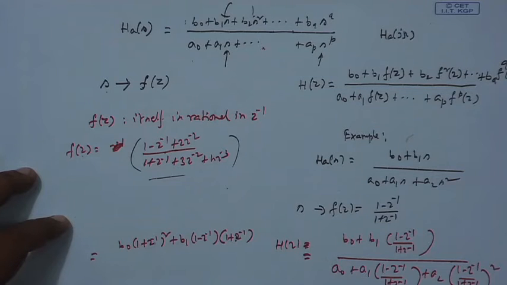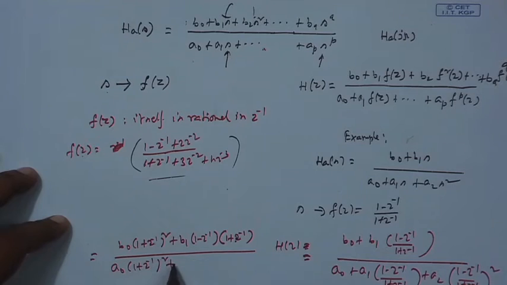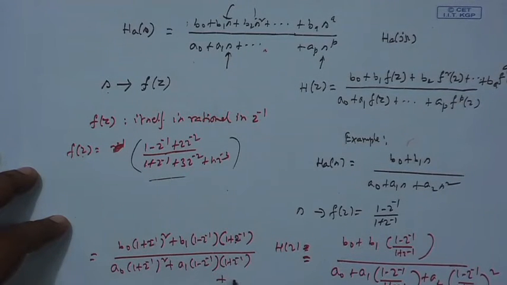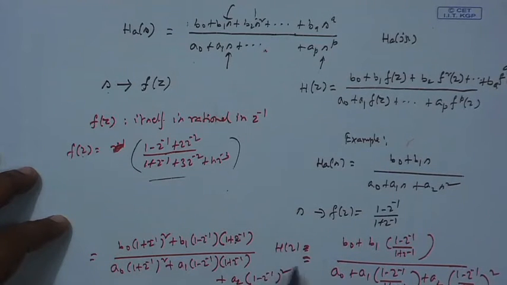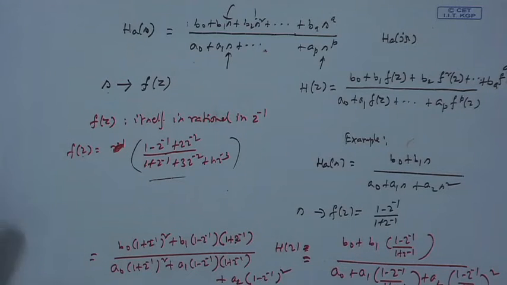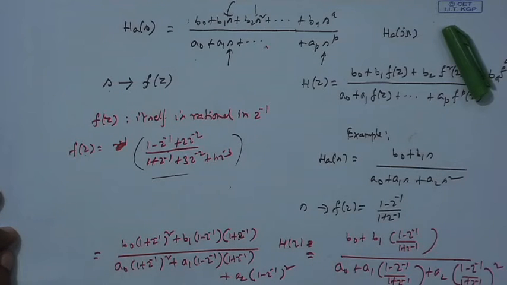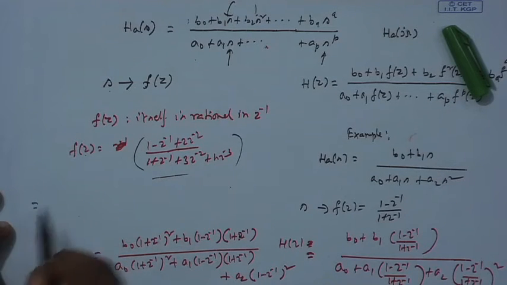Because here we have (1 plus Z inverse) whole squared, numerator and denominator both will be multiplied by it. So B0 into this, B1 into this by this, 1 plus Z inverse cancels. So, this divided by that, and now you break it, you get some coefficients. If you simplify it, finally you will get some.